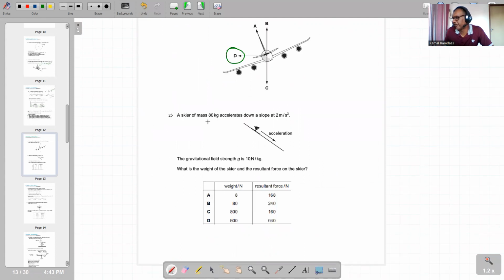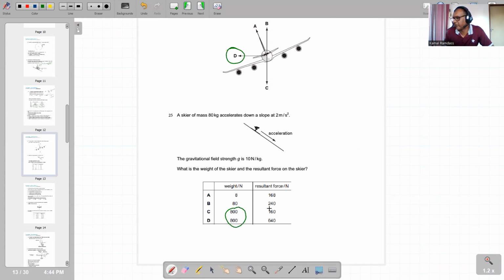A skier of mass 80 kg accelerates down a slope at 2 meters per second squared. The gravitational field strength is 10 Newton per kilogram. What is the weight of the skier and the resultant force on the skier? Well, weight is 80 times 10, okay? That is 800 Newton.